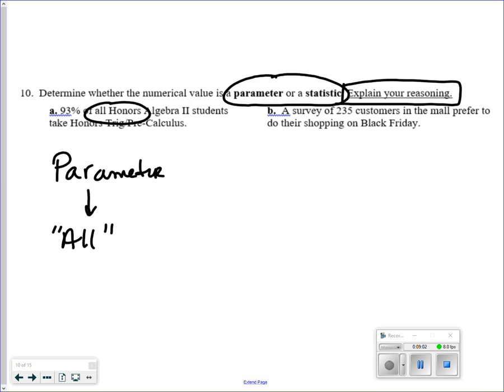Okay. A survey of 235 customers in a mall prefer to do their shopping on Black Friday. This would be a statistic. And again, the reason: not all the shoppers.